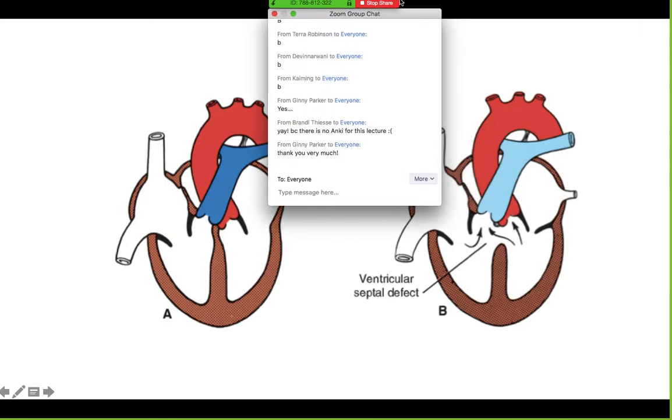Okay, and then I put this slide. So this is what happens when this IV foramen stays open. So you have blood from the left ventricle being shunted to the right, and then the right ventricle is working extra hard to get all that blood pumped back this direction. So you get what's known as right ventricular hypertrophy. So right ventricular hypertrophy results because of this membranous septal defect in the IV septum.